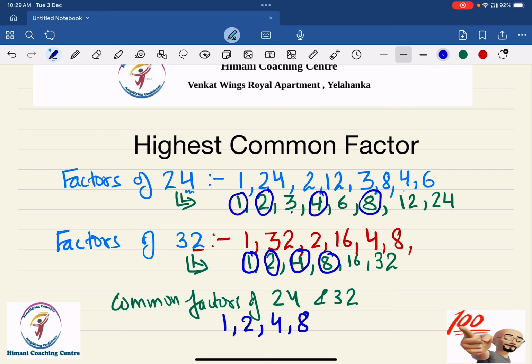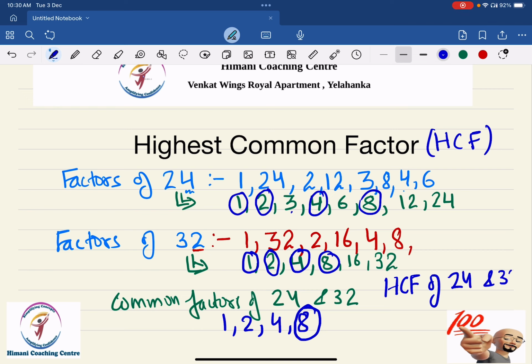Now kids, what is the highest common factor? See, 1, 2, 4 and 8. 8 is the highest common factor. So we say highest common factor can also be written as HCF. So we will say HCF of 24 and 32 is 8. Now this is one of the methods of finding highest common factor.